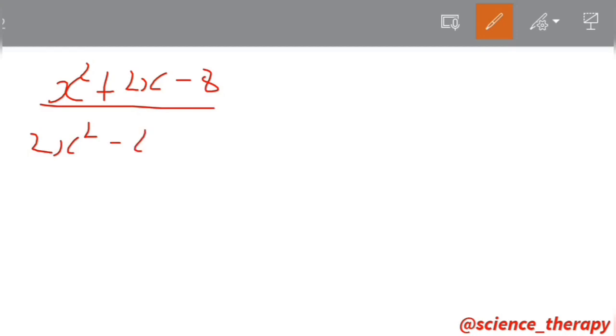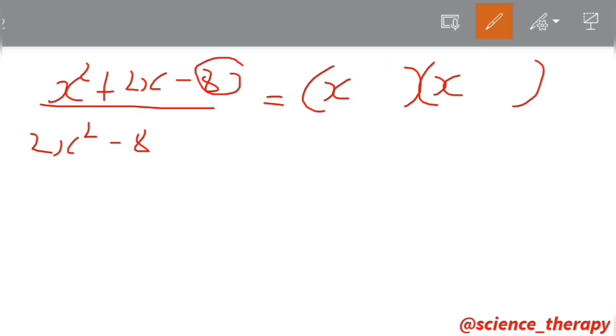Right. Let's look at another one that is a trinomial. Let's say now we have x squared plus 2x minus 8 over 2x squared minus 8. Once again we are dealing with a trinomial, so we have to open two brackets. Then we have x and x. Now we are looking for the factors of the last term, 8.